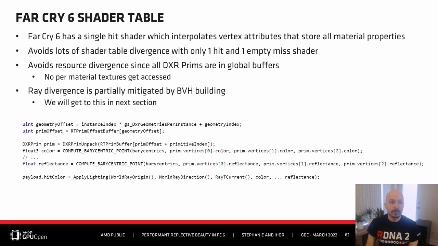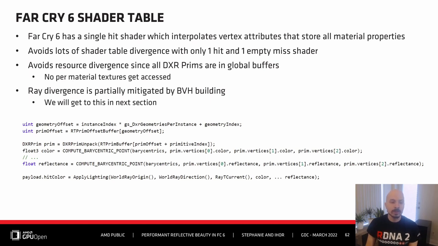We avoid shader table divergence because we only ever have one hit shader. And again, because the miss shader is empty, even if we run into a case where some threads miss and some threads hit, we only ever pay the cost for the hit, so there's no extra latency added for the miss. We avoid resource divergence because all of our DXR primitives are stored in global buffers. We don't try to load different resources for different rays. Instead, we calculate different offsets based off of the geometry we happen to hit, but we're only ever issuing buffer reads to the same resources for all threads.